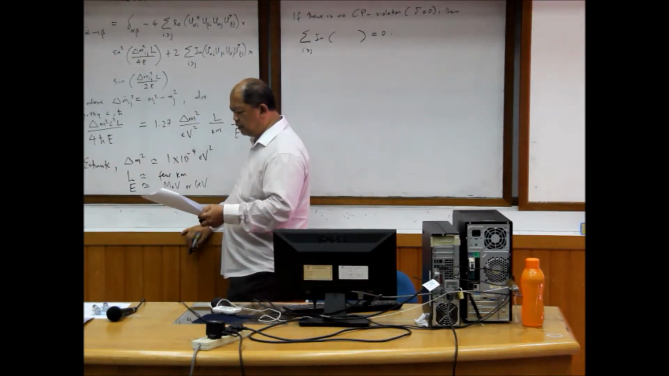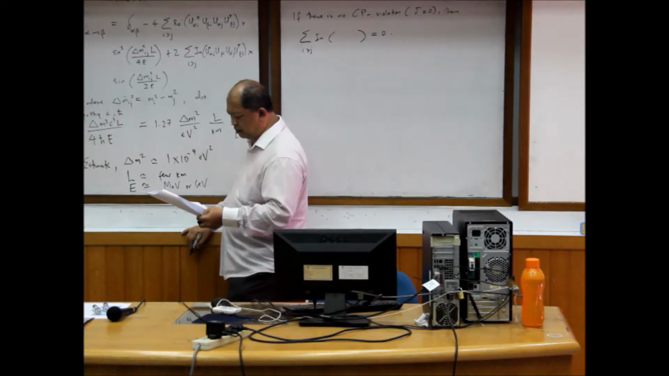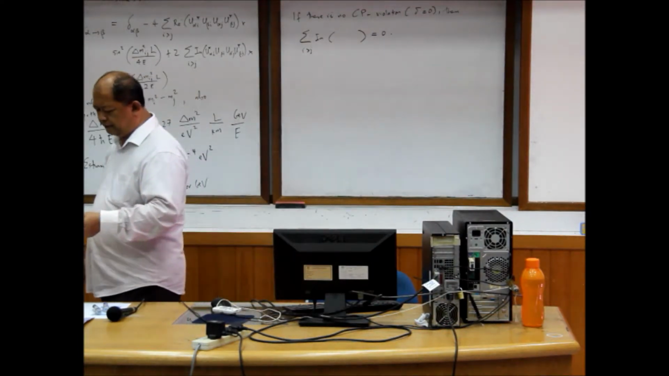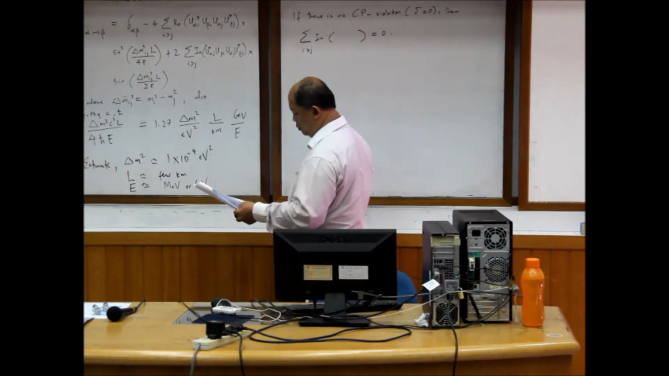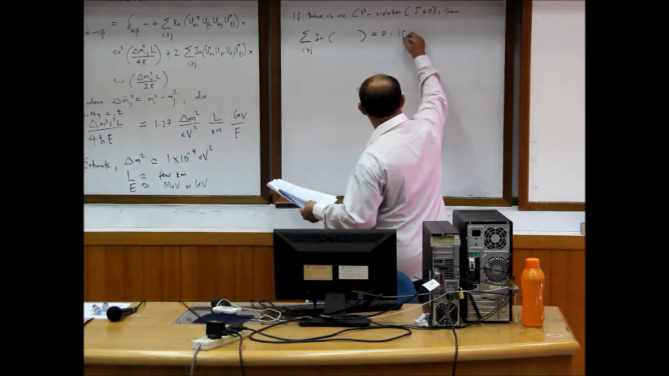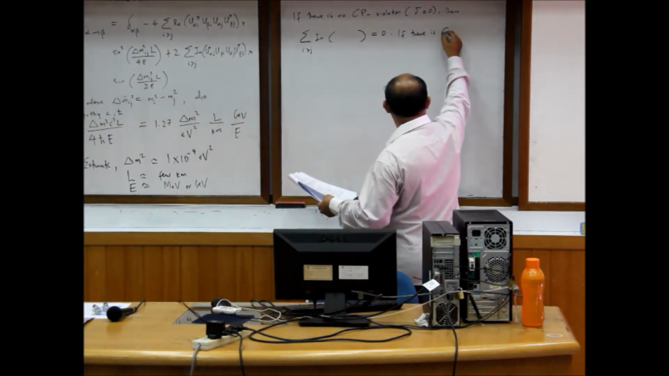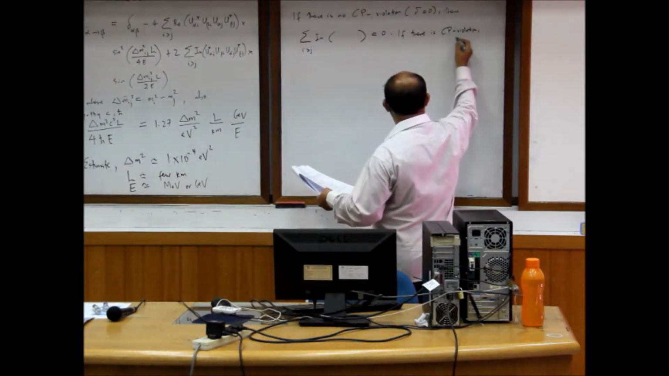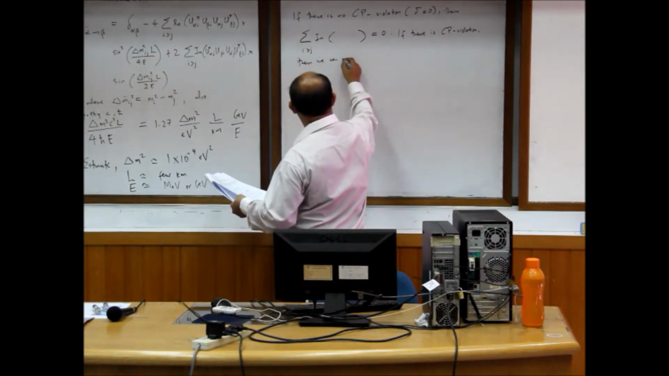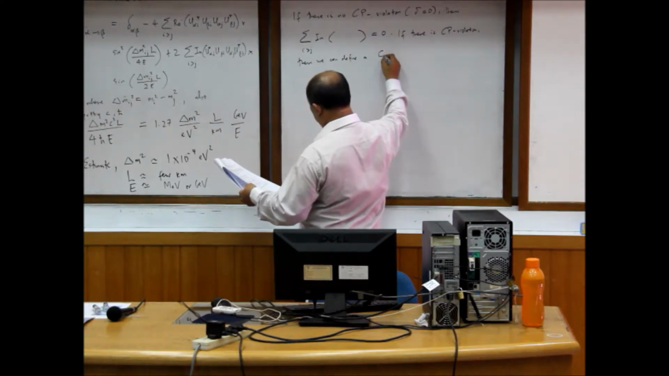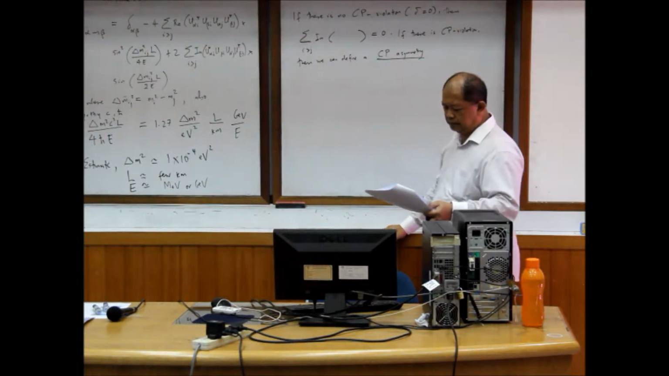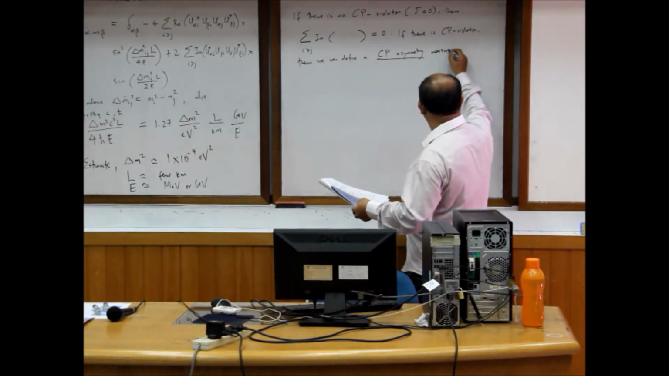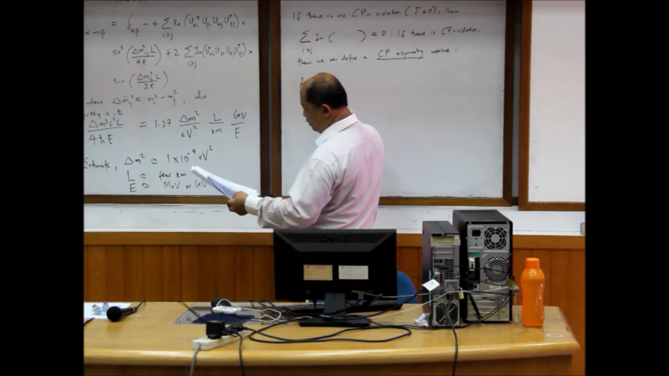But on the other hand, if there is a CP violation, then we can define a CP asymmetry measure, so A is the CP asymmetry.